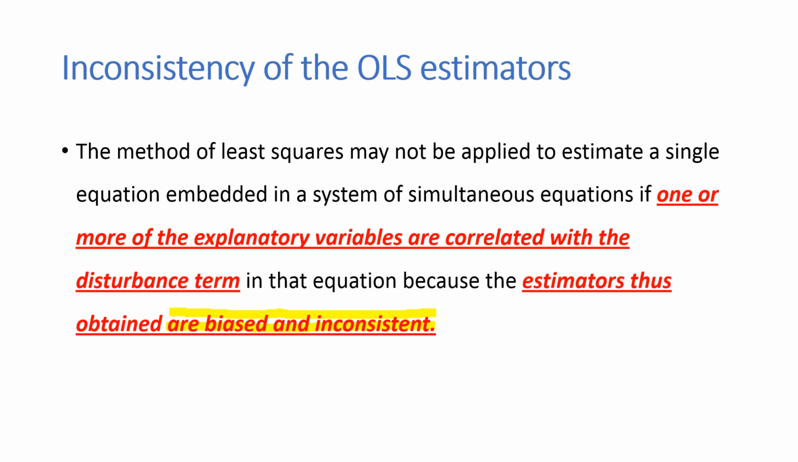So finally, we can conclude that the method of least squares, the OLS method, may not be applied to estimate a single equation in a system of simultaneous equations. Why? Because one or more of the explanatory variables are correlated with the disturbance term, which violates an important assumption of the OLS, resulting in estimators that are biased and inconsistent. And actually, this is the problem of simultaneous equations, which is the correlation between the disturbance term and the explanatory variable.